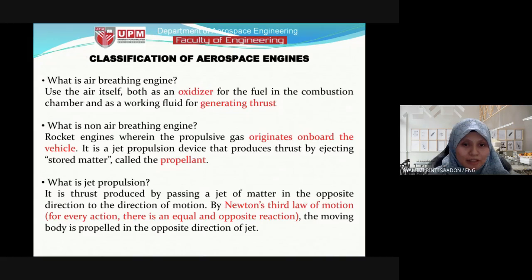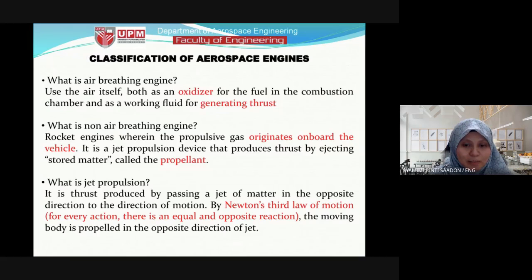Second, what is a non-air breathing engine? Basically the rocket engine. We use a stored method because the fuel is stored inside the propulsion device. The fuel is the propellant: solid propellant, liquid propellant, etc. That is for the rocket engine, so this is classified as a non-air breathing engine.